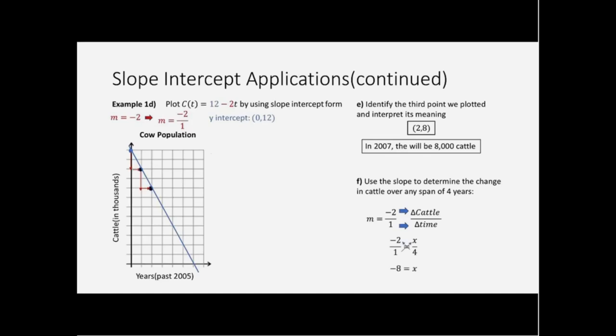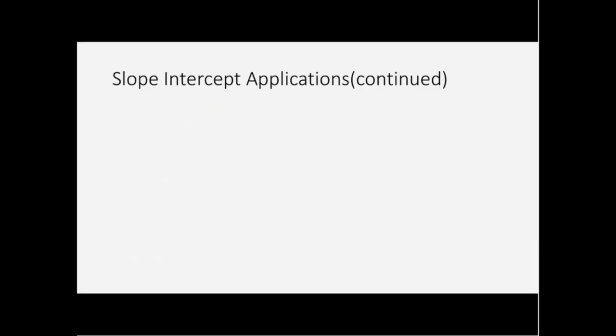4 times -2 is -8. 1 times X is X, and that's all I have to do. I don't have to do any additional problem solving. And then to answer the question, every 4 years, there should be a decrease of 8,000 cattle, because that's my change. My change in time is 4 years. My change in cattle is 8,000, and specifically, it's a negative change.